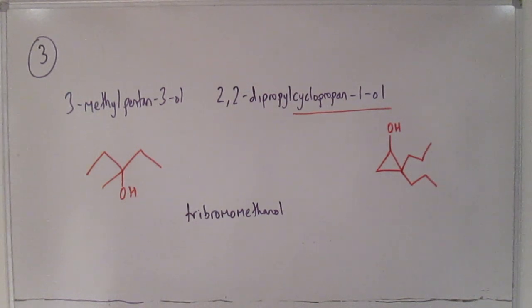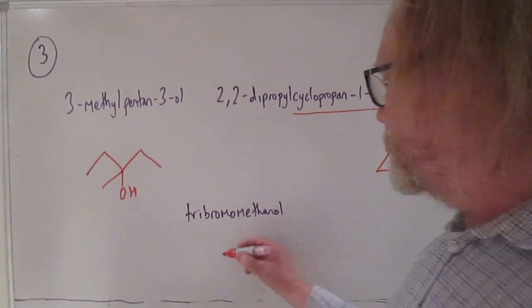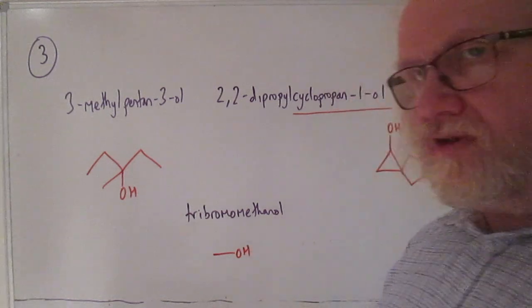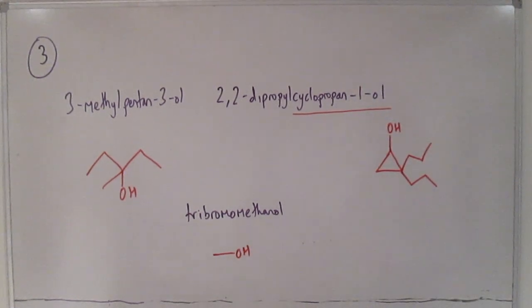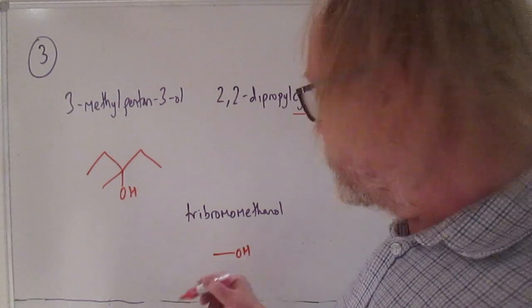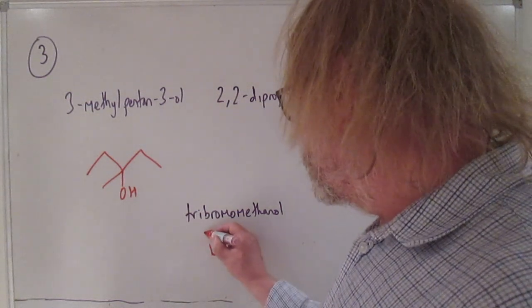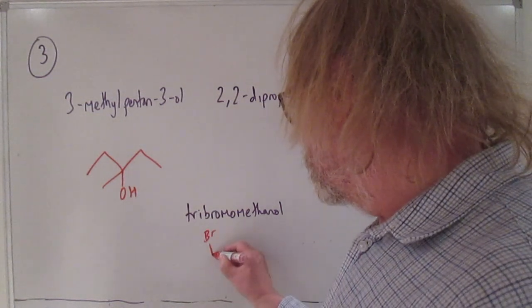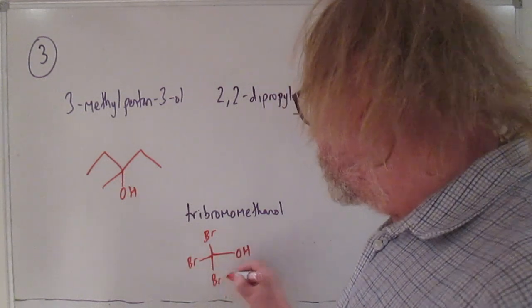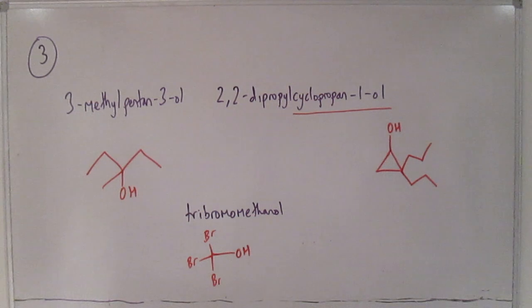And finally, tribromomethanol. So methanol means you just have 1 carbon and then the OH. So that would be the slightly strange looking skeletal formula for just methanol. But tribromomethanol means that we have 3 bromines on board instead of the 3 hydrogens that you'd have in a CH3 group. So we just have Br, Br, and Br, like that, and that's tribromomethanol.